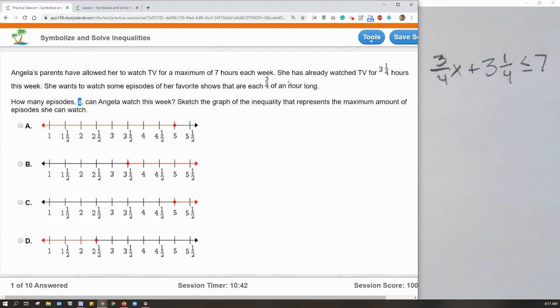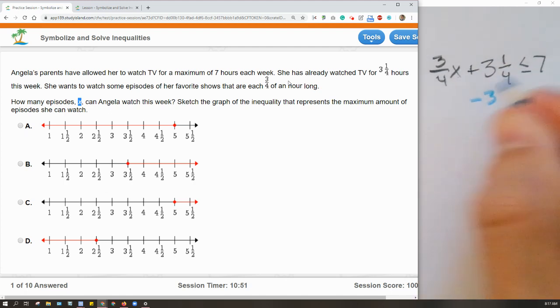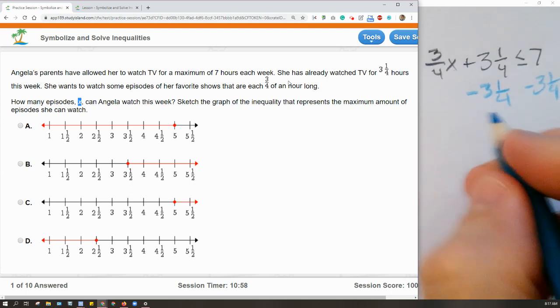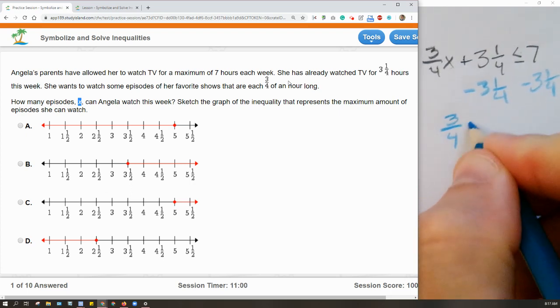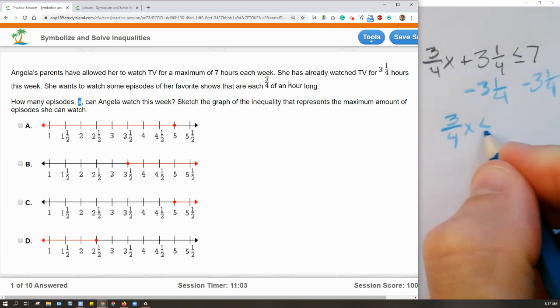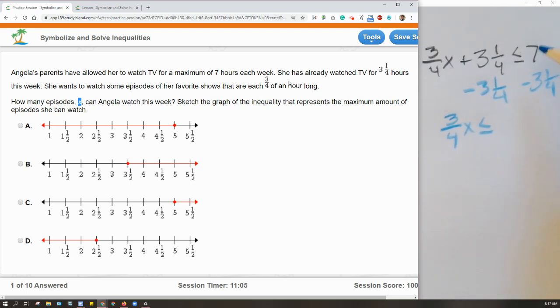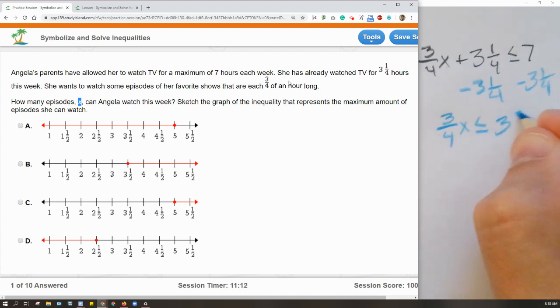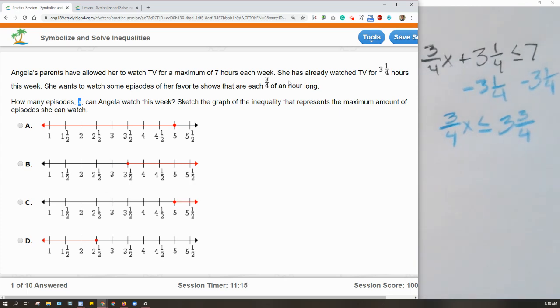So just like the last problem, you could do this without having to mess with anything. If you're comfortable with adding, subtracting, multiplying, dividing fractions, and mixed numbers, we've got no problem. So I can just subtract 3¼ from both sides. And what that turns into is we have our 3/4 times X is less than or equal to, and then we can subtract this. Now 7 minus 3 is 4, and 4 minus 1/4, because we're subtracting 3 and subtracting 1/4. 4 minus 1/4 is 3 3/4. So that's our first step.